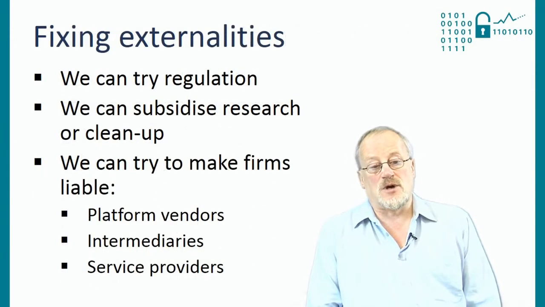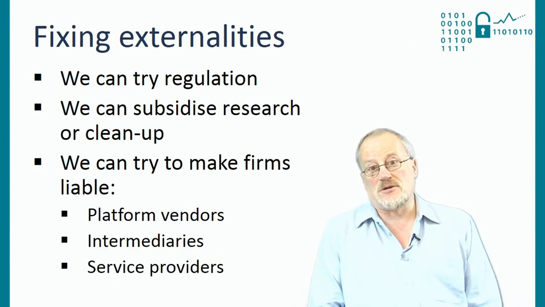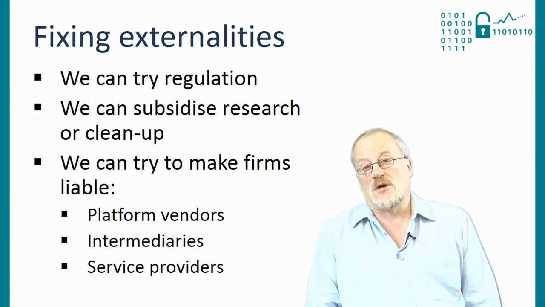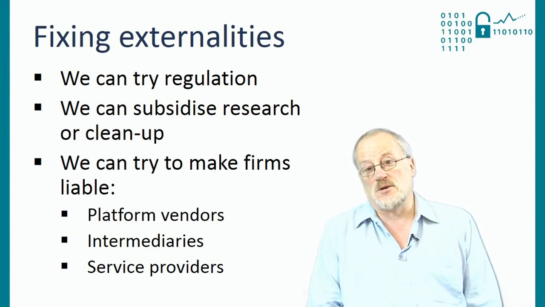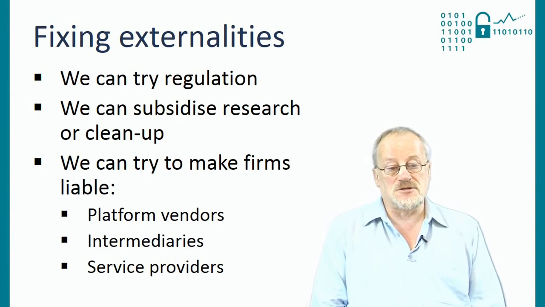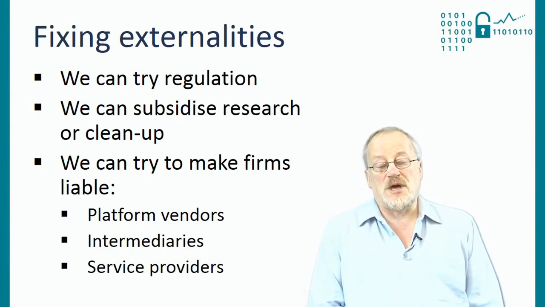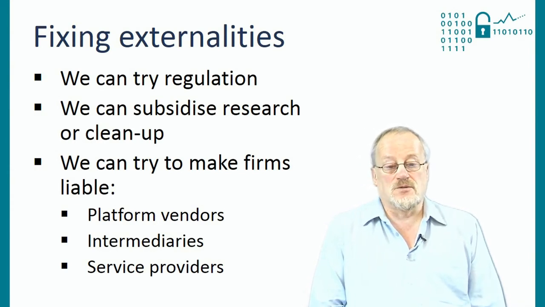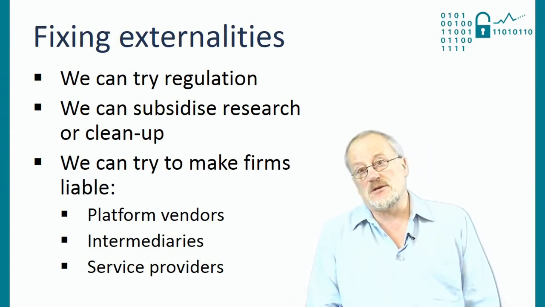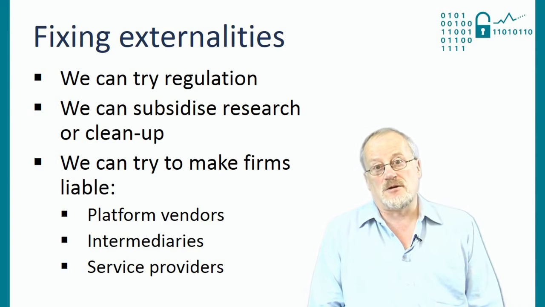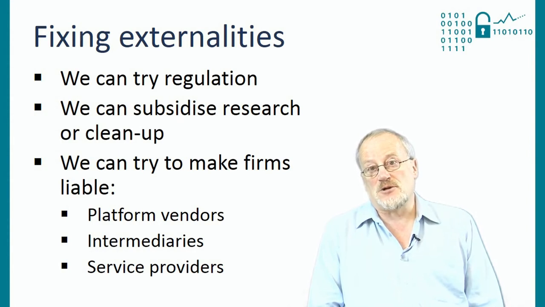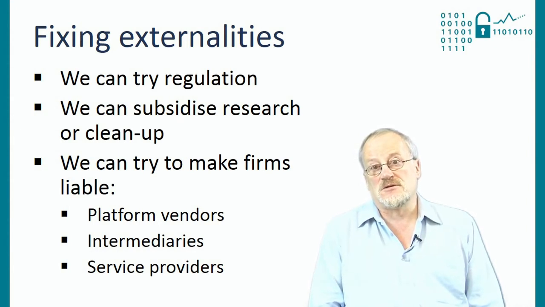As for externalities, well, as we mentioned, we can try regulation, but that's hard because governments are so much slower than tech companies. We can subsidize research or cleanup, and that's done to some extent, particularly research, where governments in America and Europe spend tens of millions of dollars a year subsidizing security researchers. Or we can try to make firms liable. Now, we could tackle platform vendors such as Microsoft and Apple. We could tackle intermediaries such as internet service providers or the credit card companies who handle the money. Or you could tackle the end service providers, the merchants, banks, etc., who are actually selling some service over the internet.